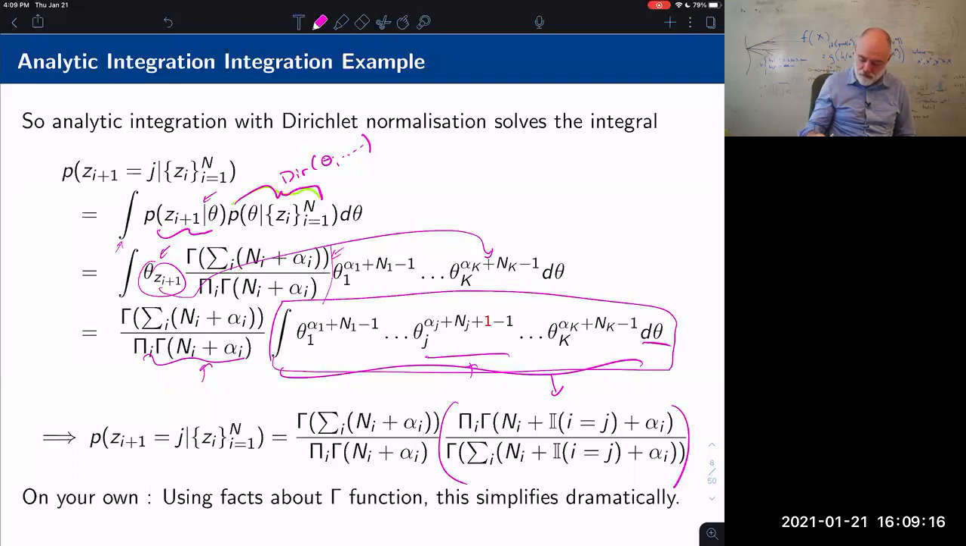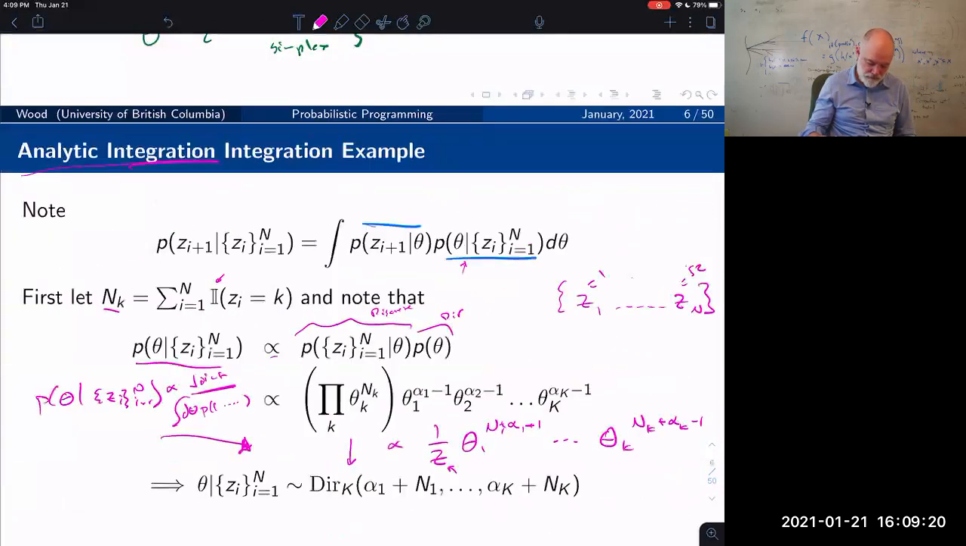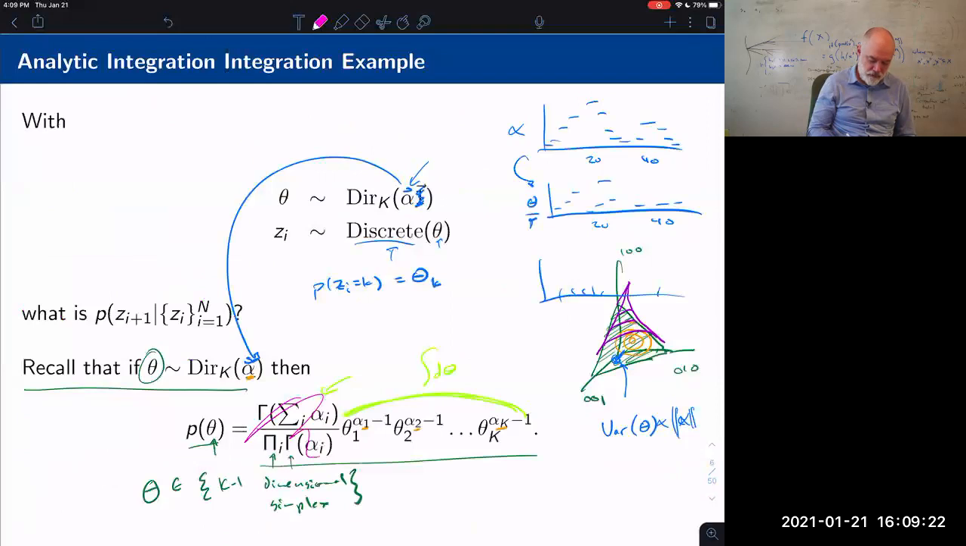So the normalizing constant. If that wasn't clear, this distribution right here, this is the critical part, Adam, I think. This is a distribution over a probability vector, right?